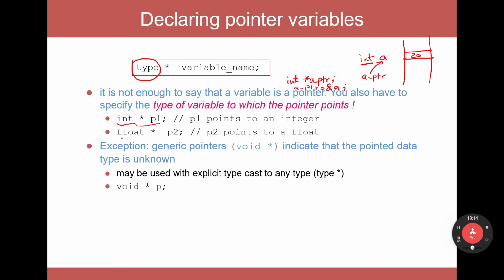This pointer points to the float data type, and so on. You can even create a pointer which points to nothing: void. That means I don't know yet; maybe later I will decide what this pointer points to. So for now it's void, meaning I don't say where this pointer will point. We will see this later.